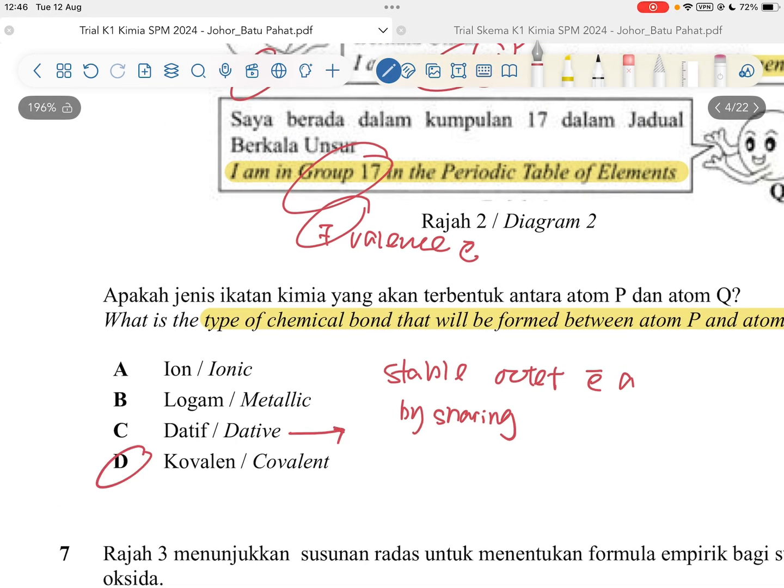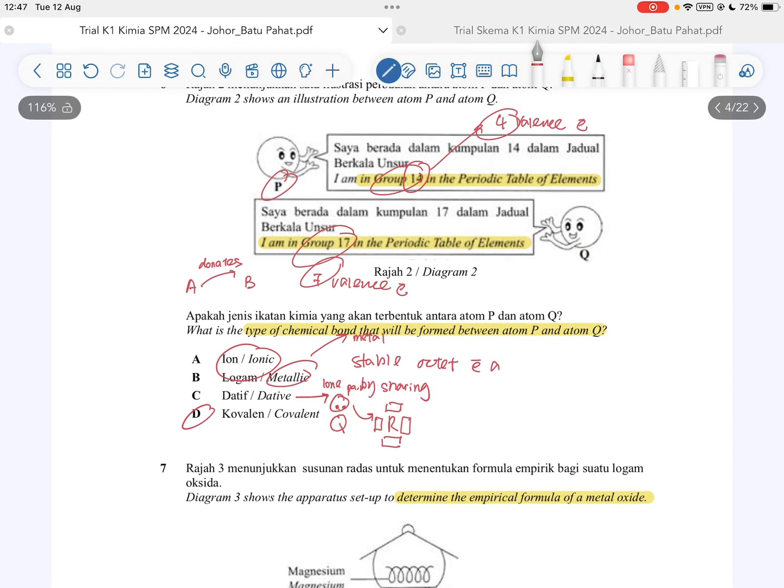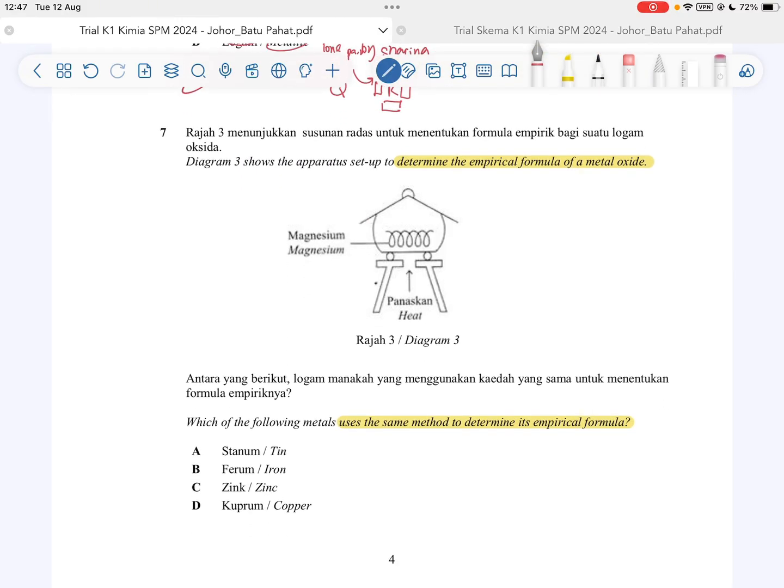A dative bond refers to when you need to have a lone pair of electrons, for example like this. This is Q and it has a lone pair of electrons, and then it can donate to the atom that is lacking a lone pair. So this Q can donate its lone pair to R. An ionic bond is formed when atom A donates its electron to B. A metallic bond is formed when there is metal. But here we cannot know whether the group 14 P and Q is metal or not, so the answer will be D.